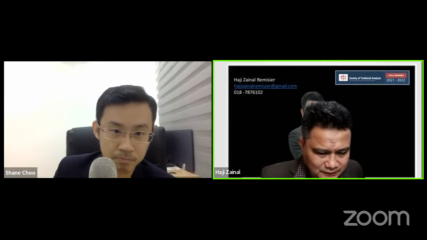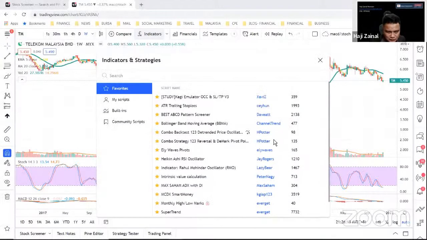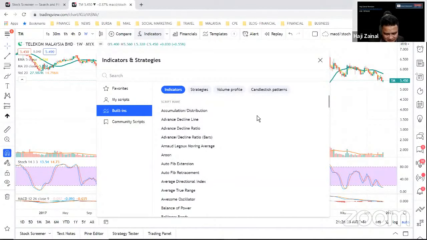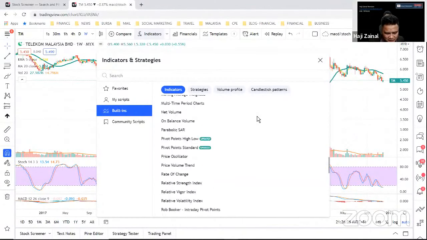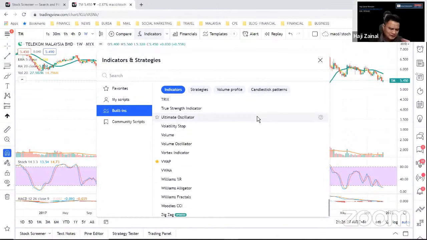This is TradingView. All of these are the indicators and strategies. Some of these strategies are indicators. You see, even the built-in indicators, there are so many, huge, from A to Z.